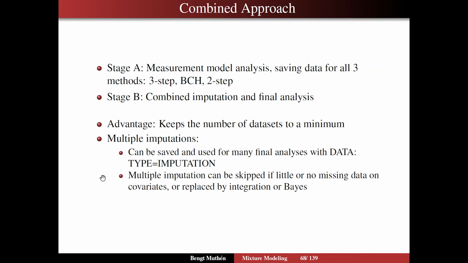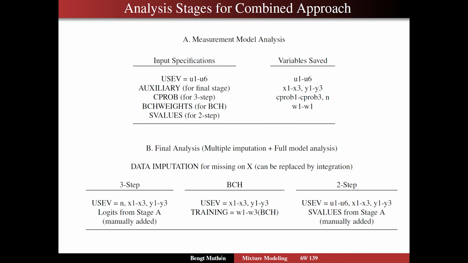Now, multiple imputation can be skipped, of course, if you don't have very much missing data on the covariates, or replaced by integration or base. But we're assuming here that you have a real need for doing imputation. So here's an overall picture of the analysis stages for this combined approach. Stage A, the first step, is the measurement model analysis, and stage B is the final analysis with multiple imputation and full model analysis.